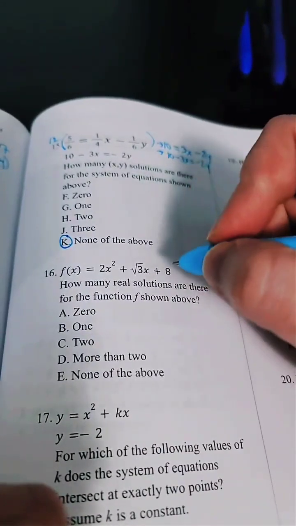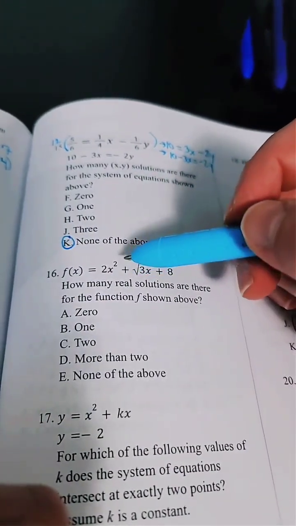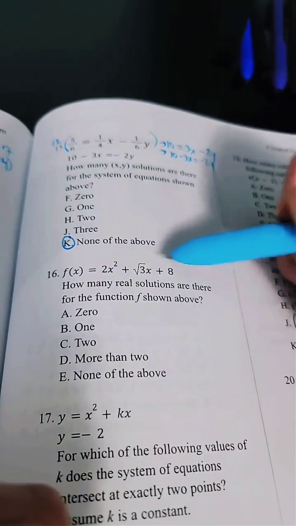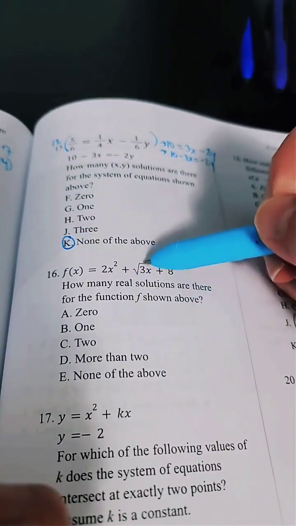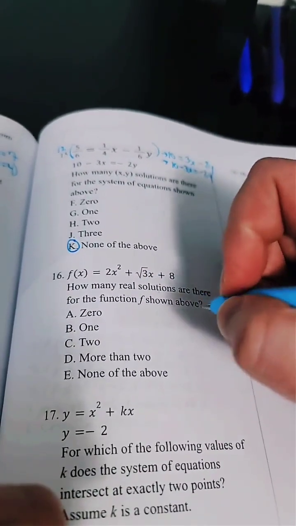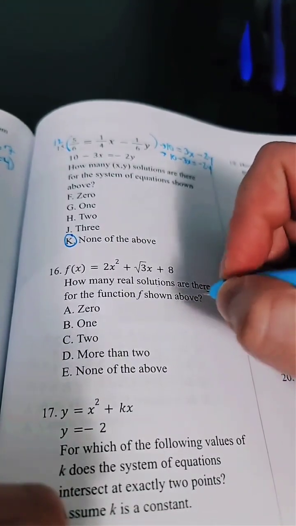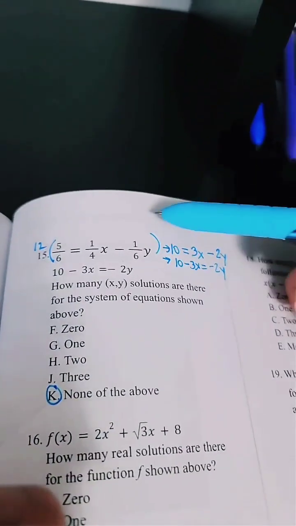Number 16 says, how many real solutions are there for the function f shown above? Okay, good. People aren't getting a black screen. That's good. So people are saying, I don't get it.